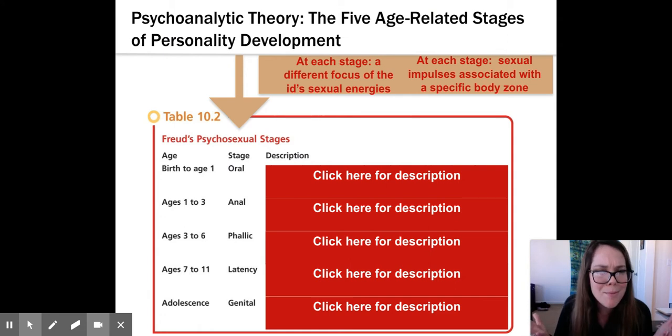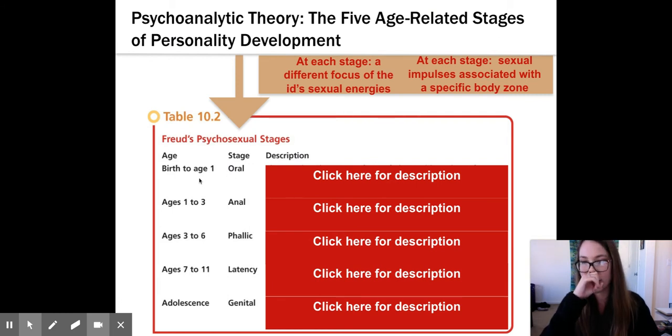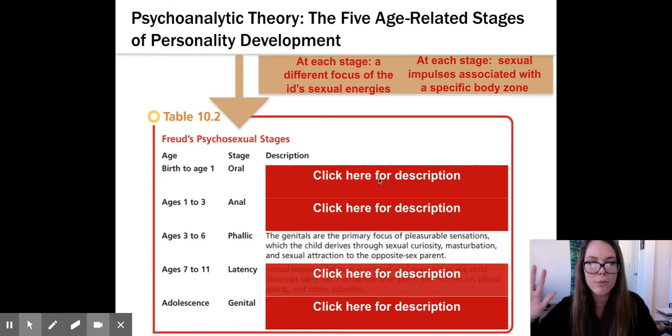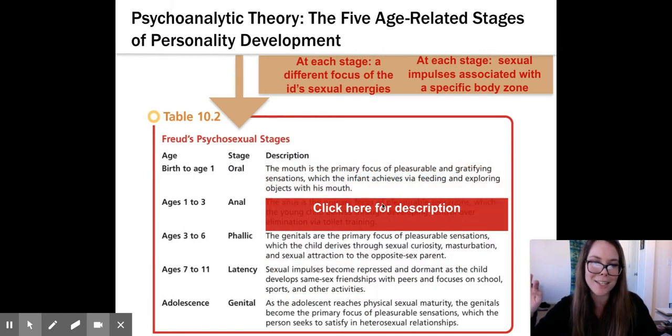Why would Freud name them these things? Let's find out. So again, this is Freud's theory of child development through personality. We're going to go through each one. Okay, we're just going to go through them all at the same time since my clicker was off.